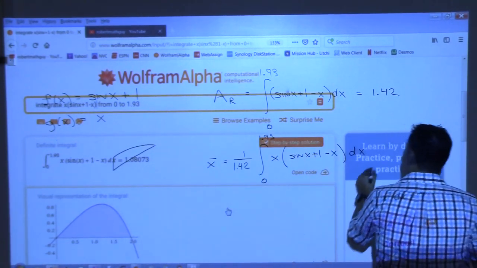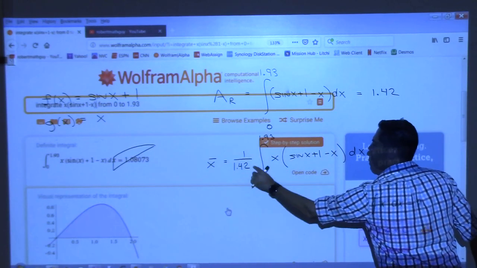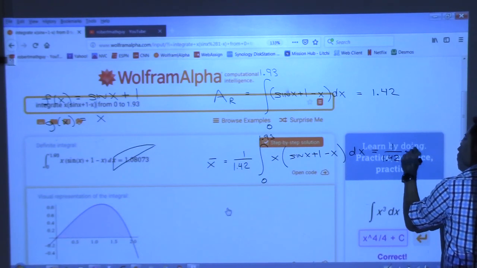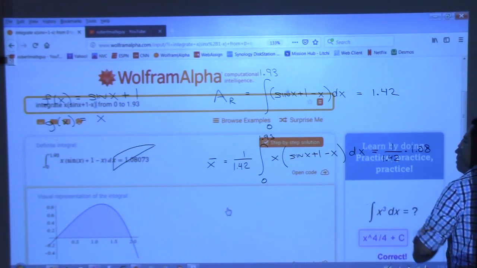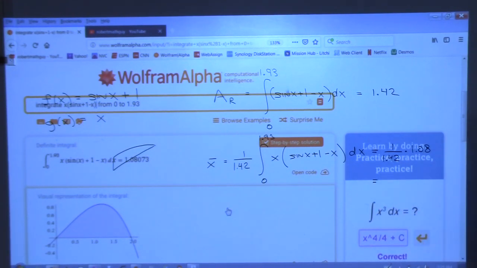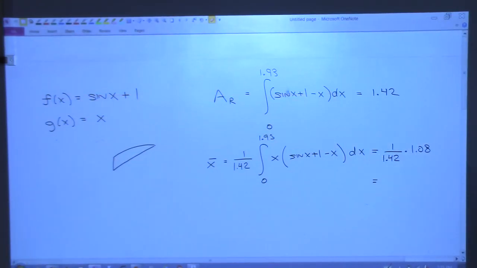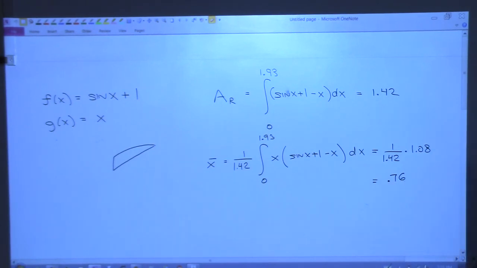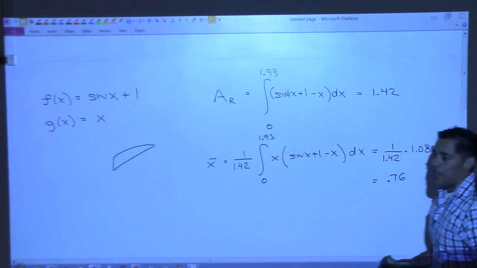1.08. So this is going to be equal to 1 over 1.42 times 1.08, which is, someone do that real quick on their calculator. Take 1.08 divided by 1.42. 0.76. Okay? 0.76. All right, now let's get y bar.